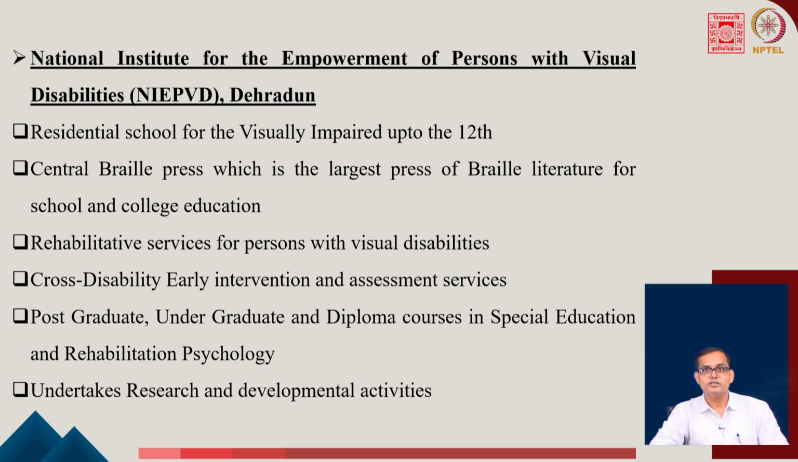National Institute for Empowerment of Persons with Visual Disabilities is located at Dehradun, and there are many programs and services provided by this institute, such as residential school for the visually impaired up to 12th class, Central Braille Press, which is the largest press of Braille literature for school and college education in our country, rehabilitation services for persons with disabilities, cross disability early identification and intervention and assessment services, postgraduate programs, undergraduate programs, diploma and certificate programs in special education and rehabilitation psychology by these institutes. It also undertakes research and development activities.